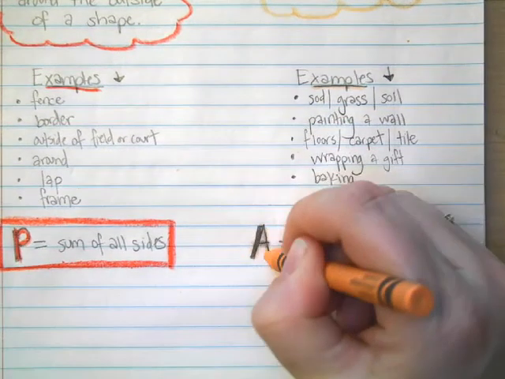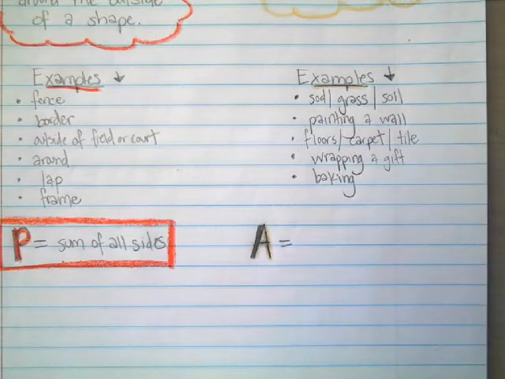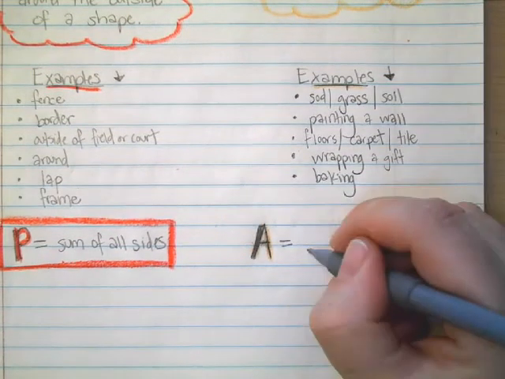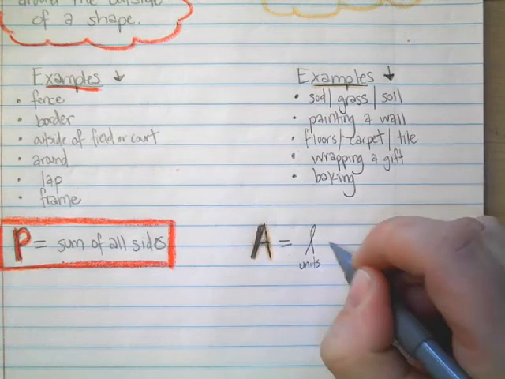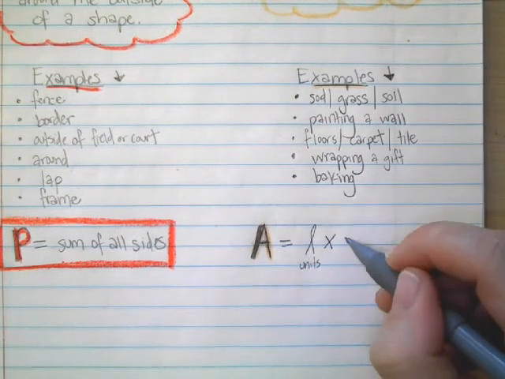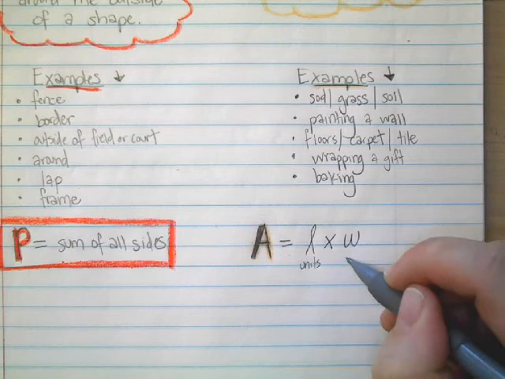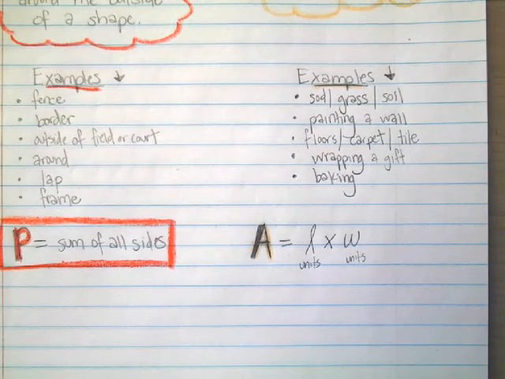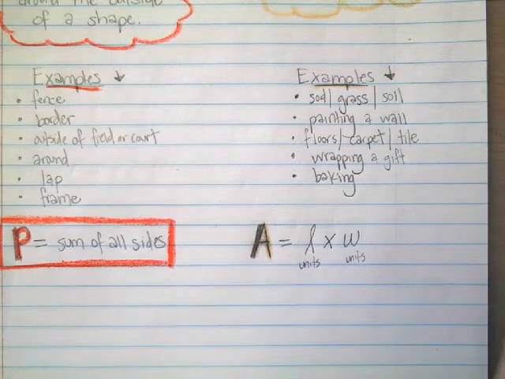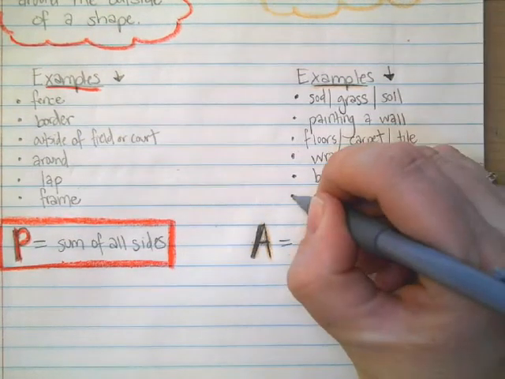If you want to find the area of a shape, you have to do something a little bit different. What do you do to find the area of a shape? You take the length and you split that into units. Then you multiply that by the width split into units. And that will give you the square units inside of the shape, or the surface of a shape.